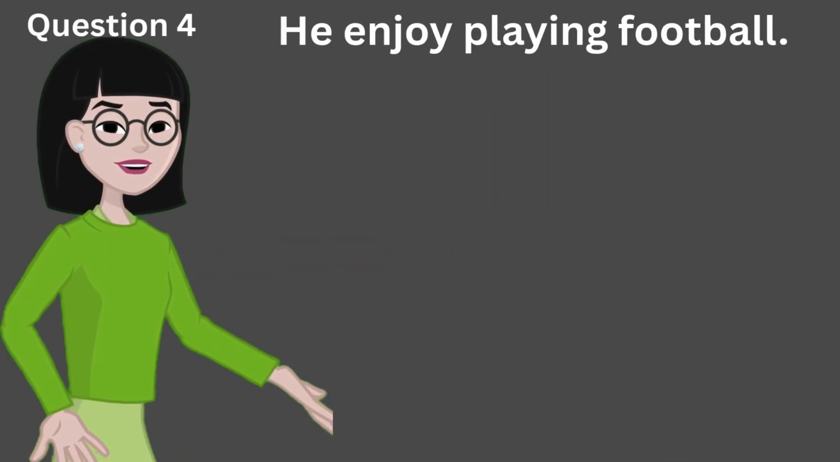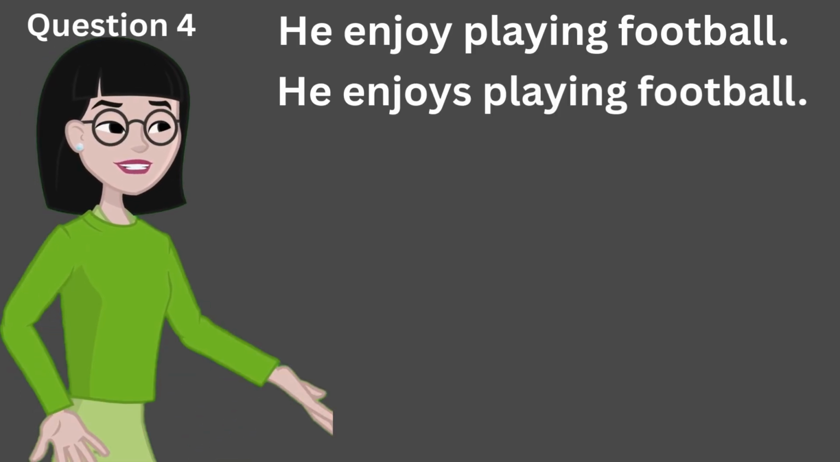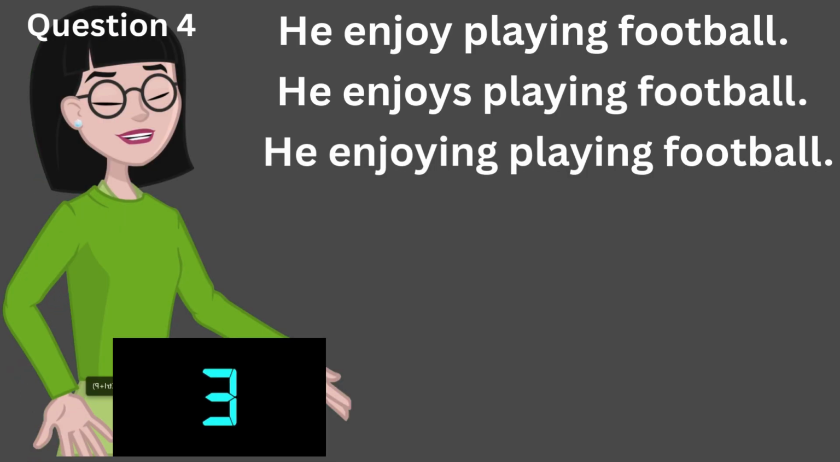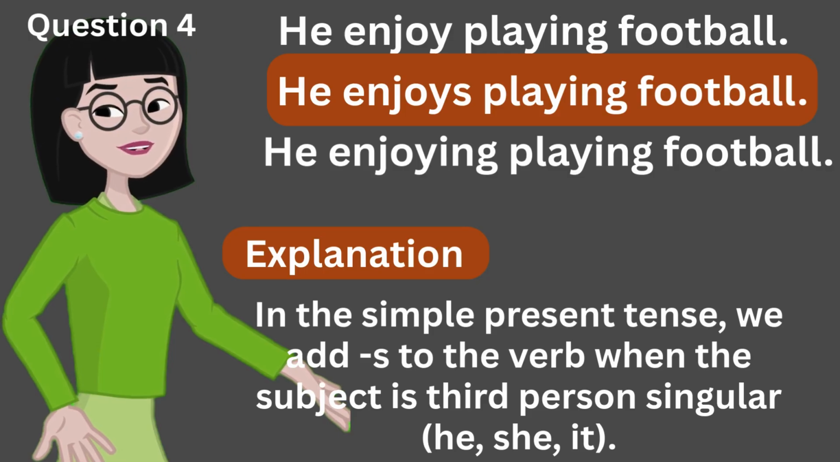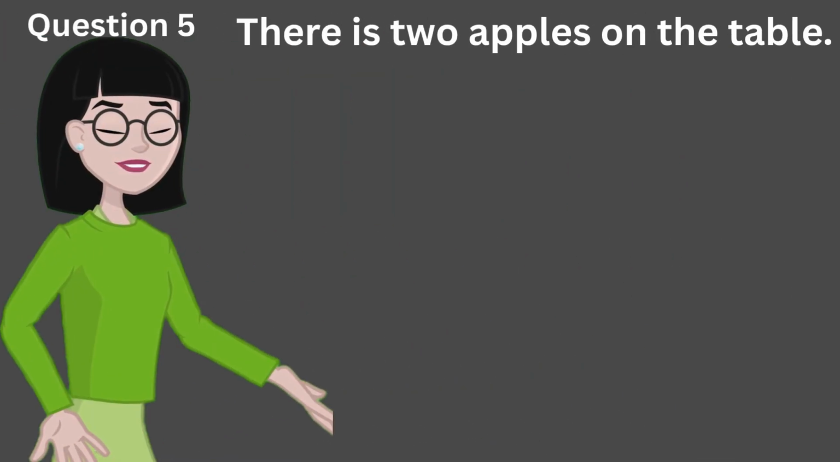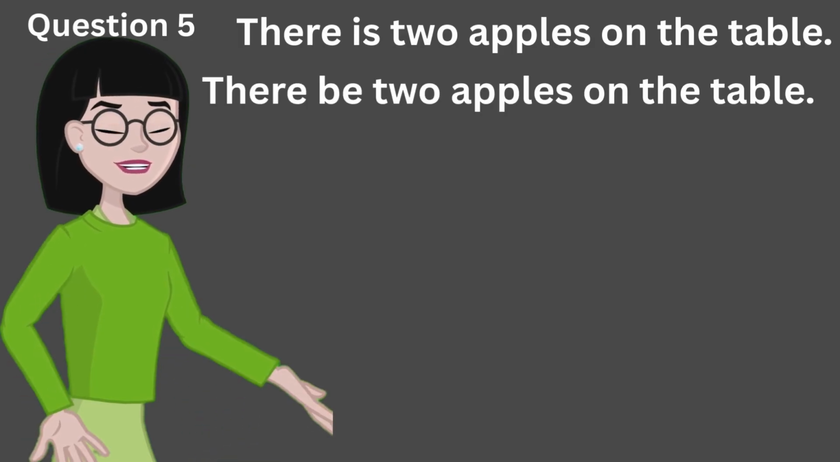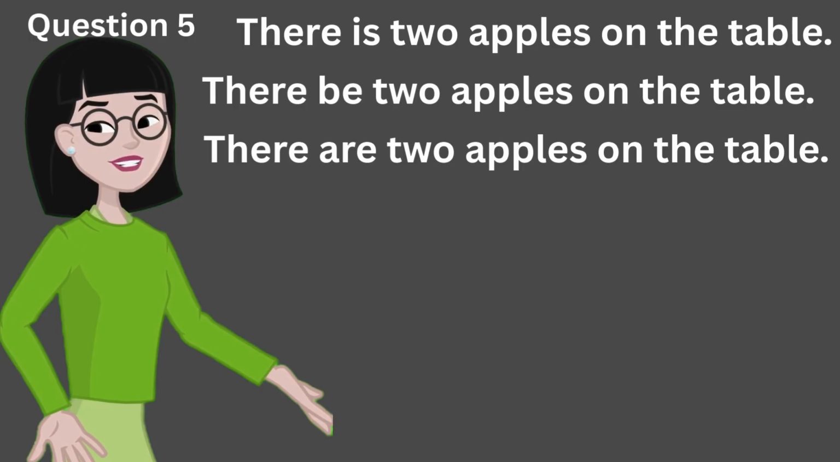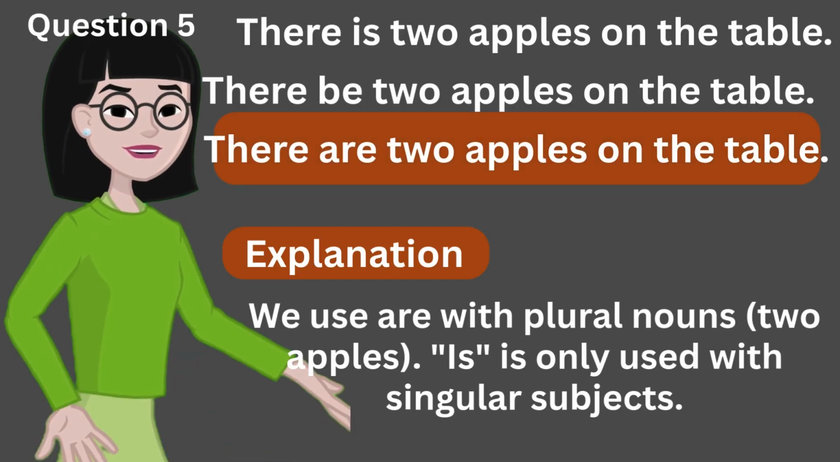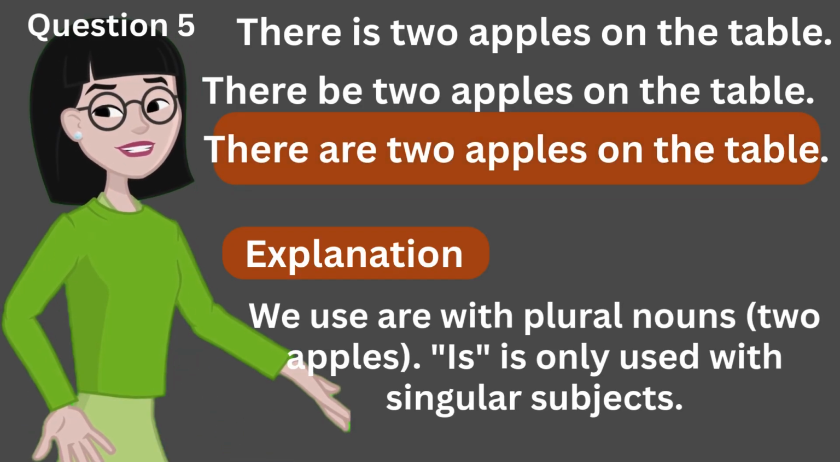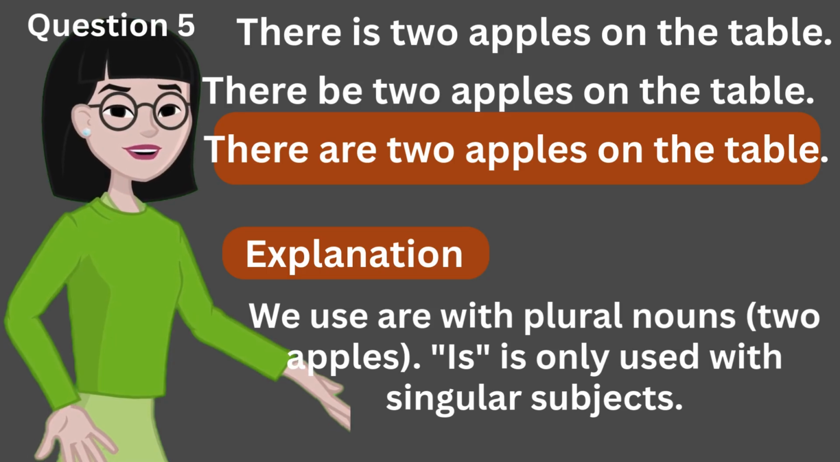Question 4. He enjoy playing football, he enjoys playing football, he enjoying playing football. In the simple present tense, we add s to the verb when the subject is third-person singular. Answer is he enjoys playing football. Question 5. There is 2 apples on the table, there be 2 apples on the table, there are 2 apples on the table. We use are with plural nouns like 2 apples. Is only used with singular subjects, so the correct answer is there are 2 apples on the table.